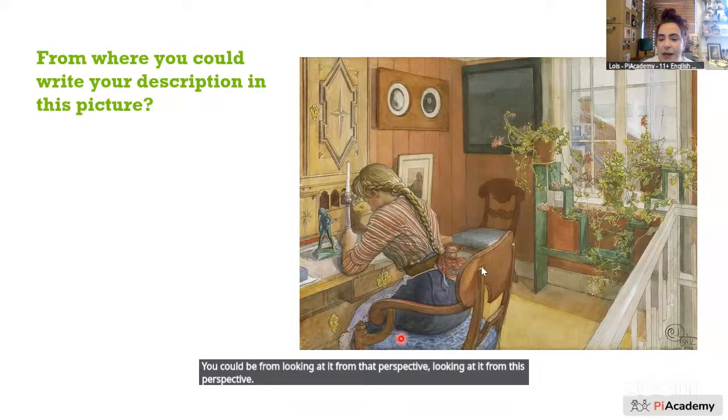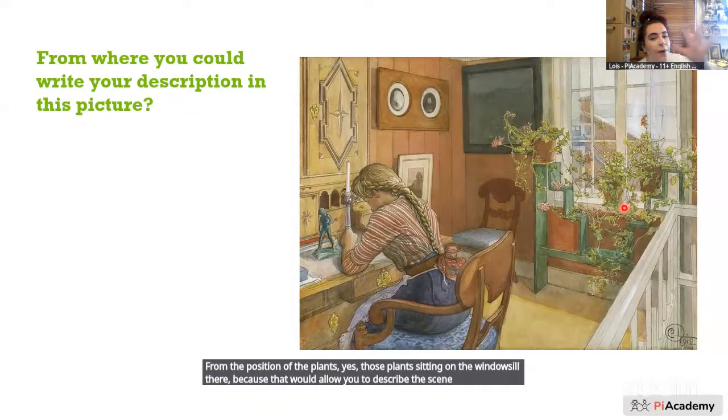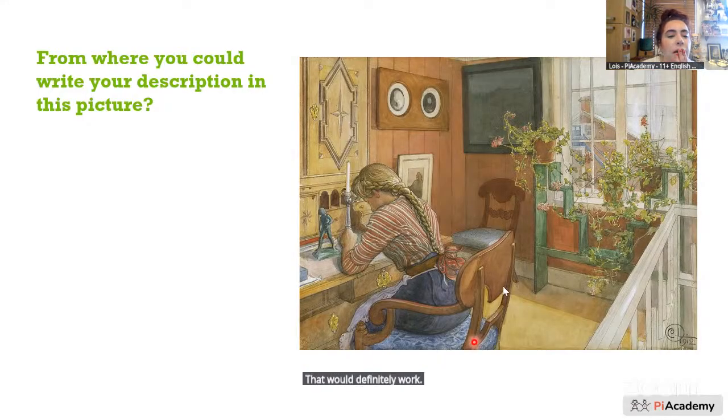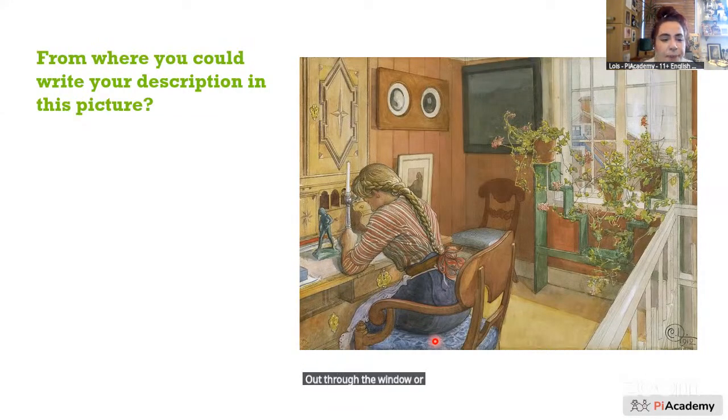From the position of the plants, yes, those plants sitting on the windowsill there, because that would allow you to describe the scene from the outside of the window and also describe the scene inside the window if you imagine yourself being positioned around here. That would definitely work. Some of you have said the human, yes. From the statue on the table. Yes, good. Where is the statue? Let me remind myself. Oh, yes, there's still a statue here. Yeah, you could imagine that you are the statue and you've got the girl leaning over you here, but also you can describe what you can see. Again, you could see out through the window or you could see what else is in the room.